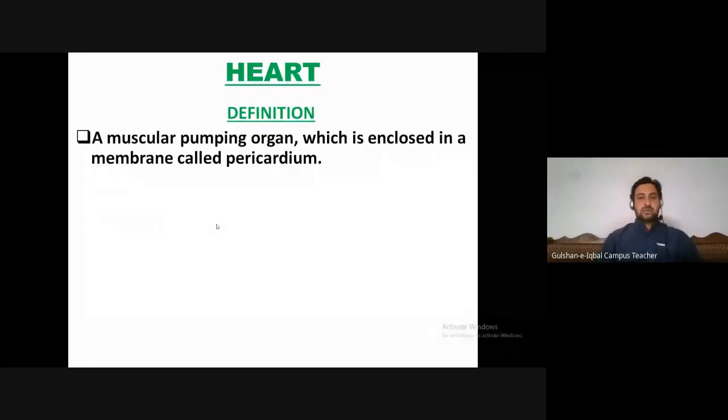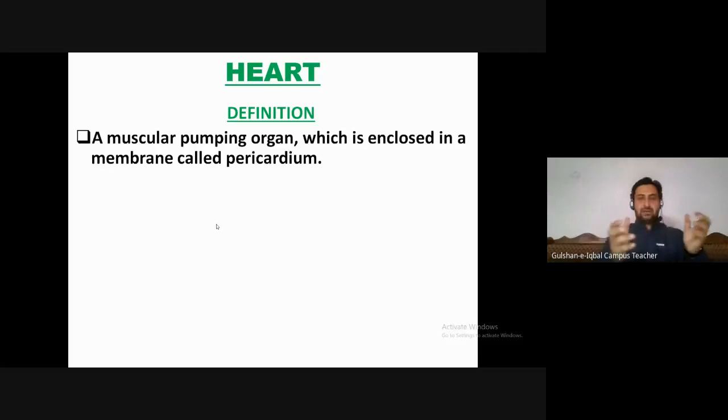And what does the muscle do? It contracts and relaxes, contracts and relaxes, producing the movement of the organ. So basically, the heart is pumping the blood out to the body, and then receiving the blood back. When it is compressed, the blood is pumped out. When it opens, the blood comes back to the heart. So the heart is a muscular pumping organ.